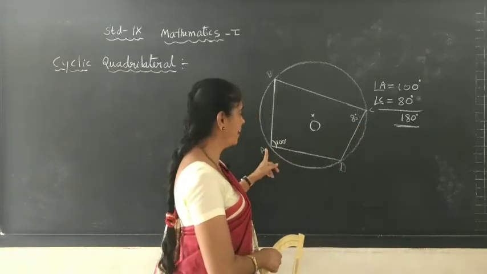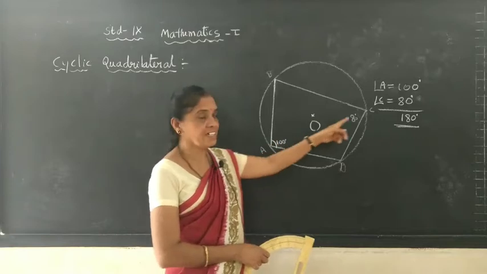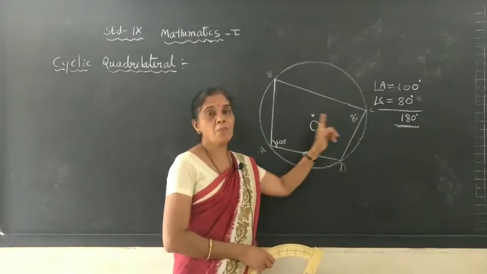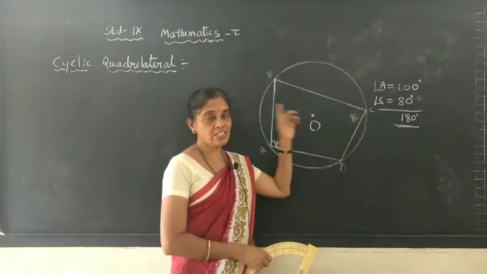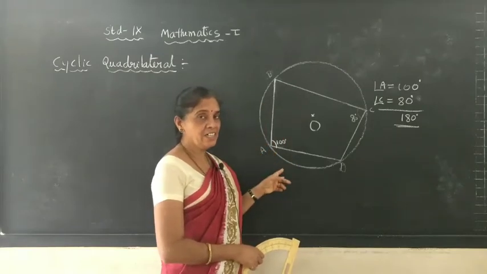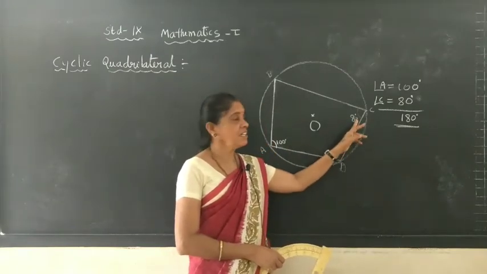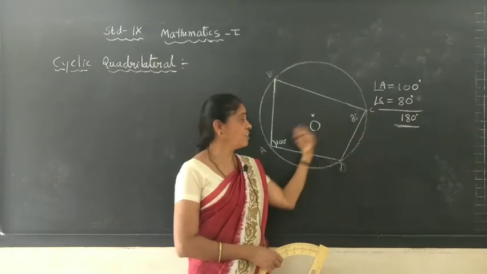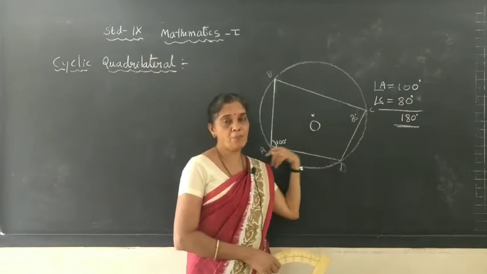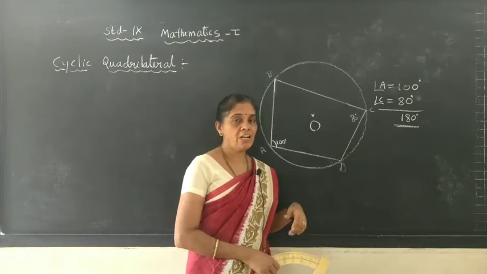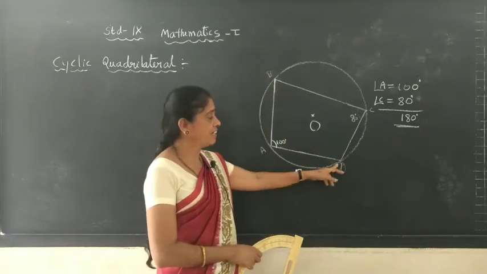Now what about angles A and C? They are facing each other, right? So they are opposite angles. They are nothing but opposite angles. So in a cyclic quadrilateral, the sum of opposite angles is 180 degree. This is the first pair of opposite angles. Now I will take the other pair, namely angle B and angle D.